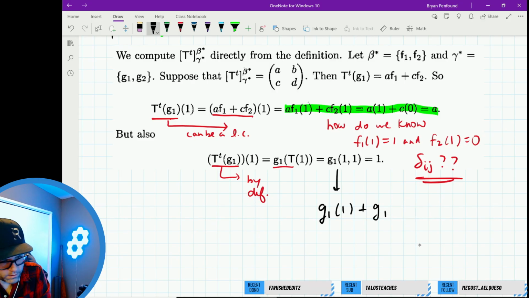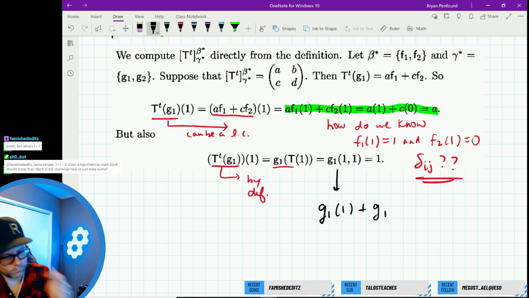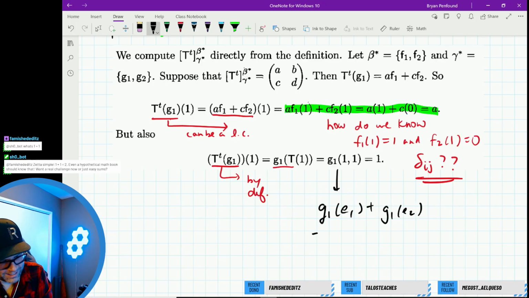Wait. Zeta simple. 1 plus 1 circle 2. Even a hypothetical What? math book should know that. Want a real challenge now or just easy sums?